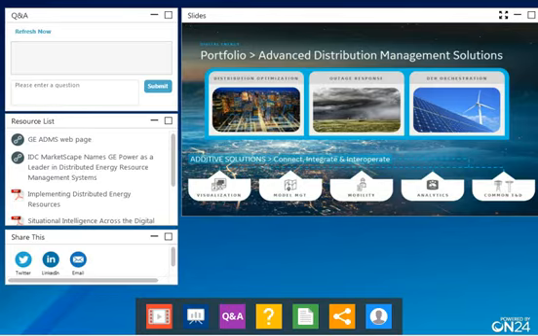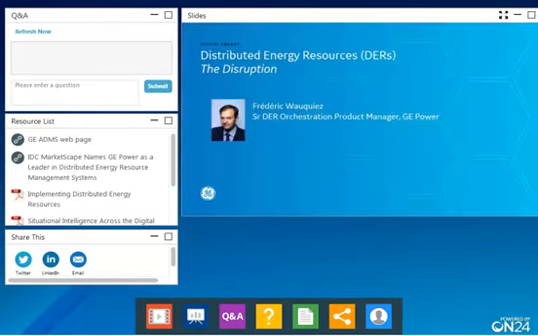So at this point, I'd like to introduce Fred and have Fred kick off by talking us through the disruption we're seeing. Over to you, Fred. Thanks, Dave. Hello, everyone. Very happy to be here and have this opportunity to exchange on distributed energy resources. And so indeed, we'll start with the disruption that these new technologies are causing to the grid.